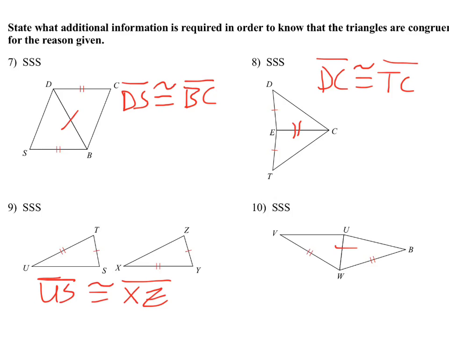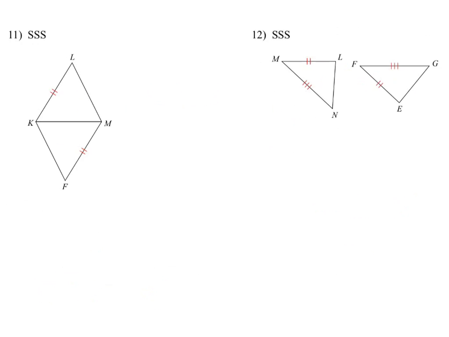On 10, you can add your tick mark there in the middle because UW is congruent to UW by the reflexive property. These 2 sides are already congruent. We need the remaining sides to be congruent. We don't know that yet, so we need to add that. So VU needs to be congruent to BU. And then the next 2, we can add our little tick mark there in the middle because that side is shared by both triangles. These sides are congruent there, so we just need the remaining sides to be congruent. So we need the segment LM to be congruent to the segment FK.